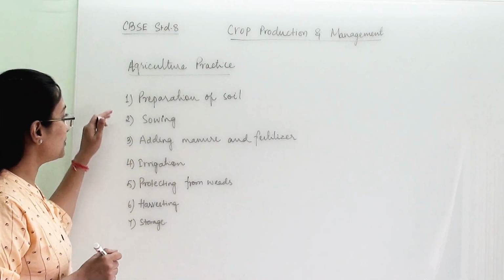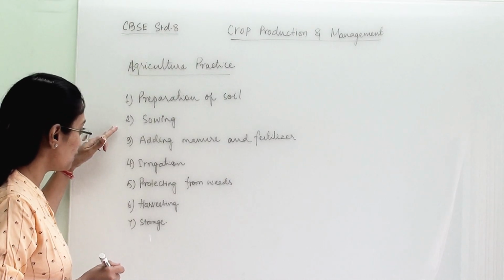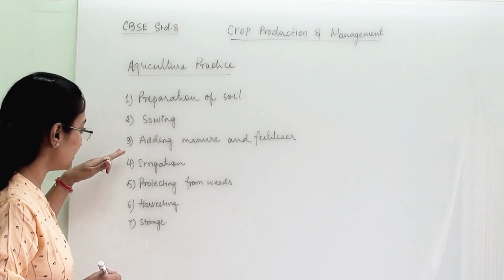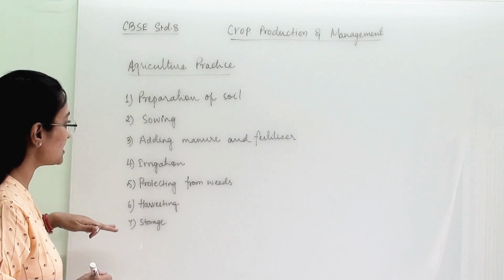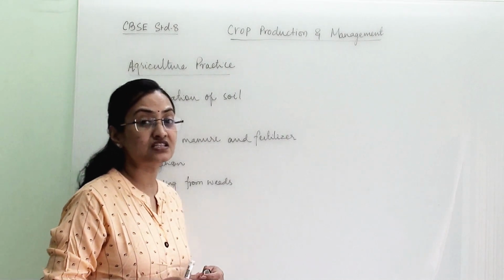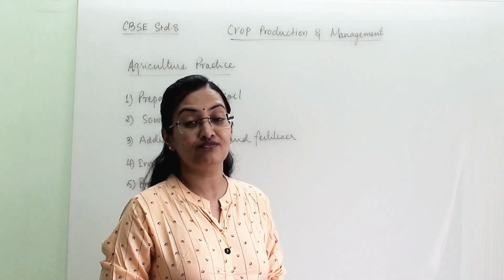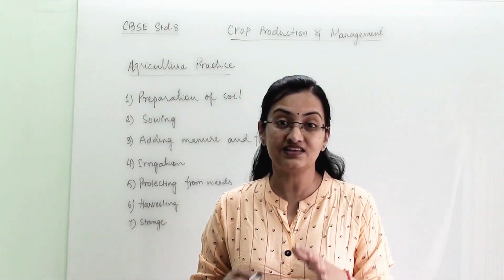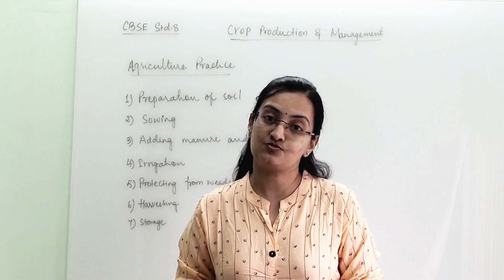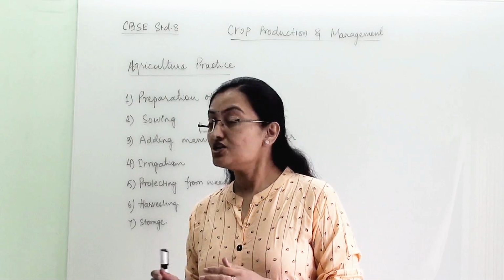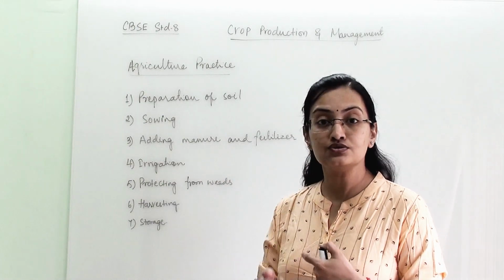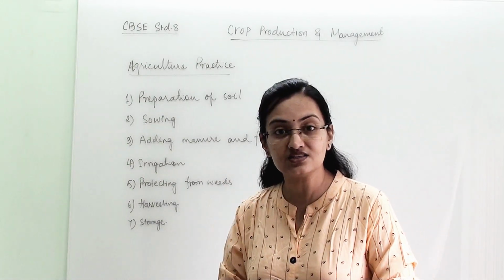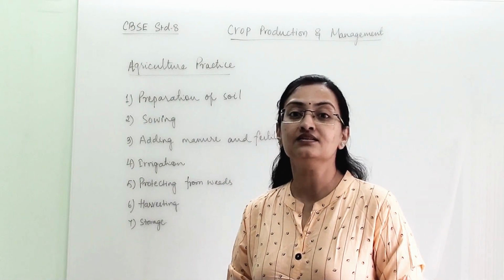So first is preparation of soil, then comes sowing, adding manure and fertilizer, then irrigation, protecting from weeds, harvesting and storage. Each and every step is very important when we are talking about healthy crop production and management techniques. Now each one of these techniques we are going to learn in detail, and we are going to see what the challenges in these fields are and how we can address them.